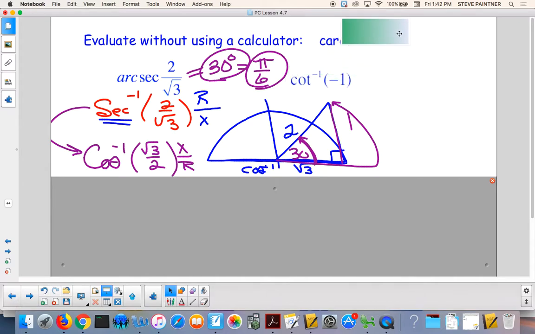Okay, do that one. Do inverse cotangent of -1. If you haven't, show me. What does that say down there? Oh, you're up here. Oh, gotcha. And that is a 5.